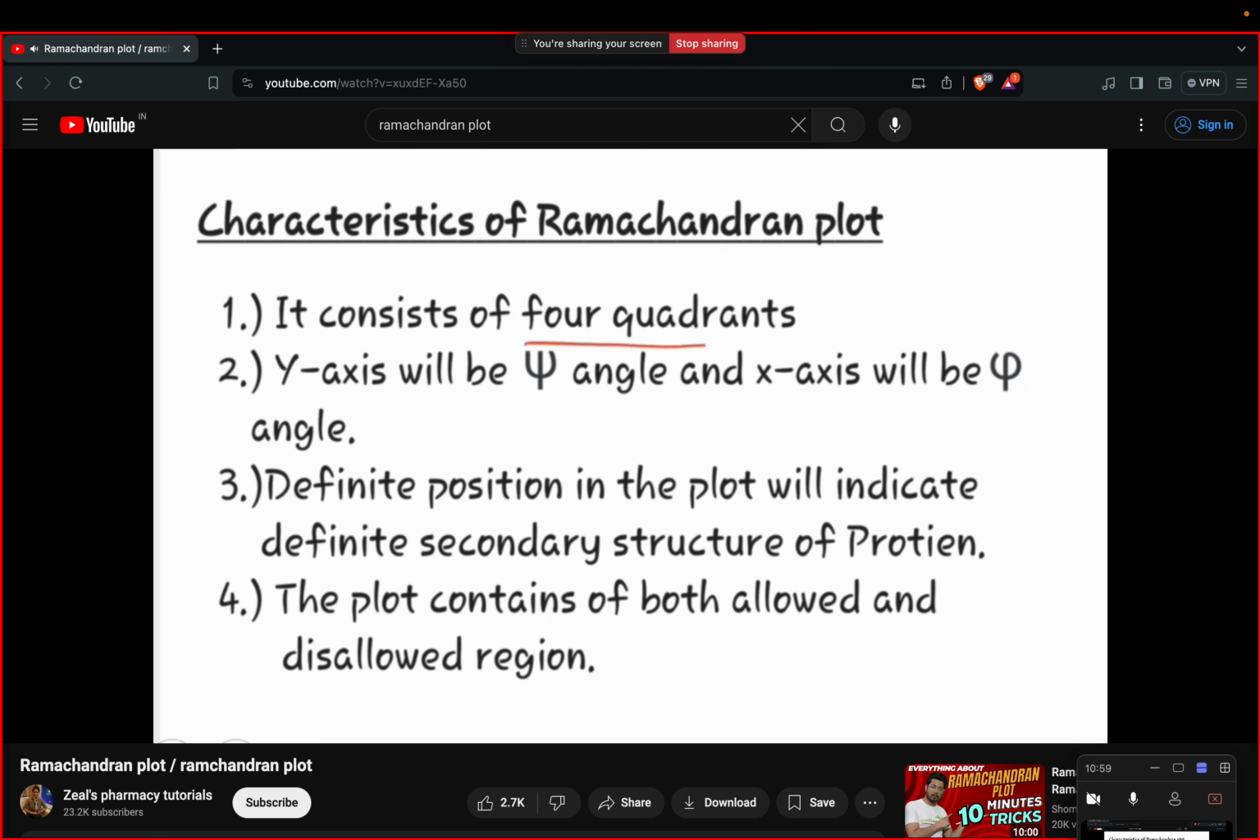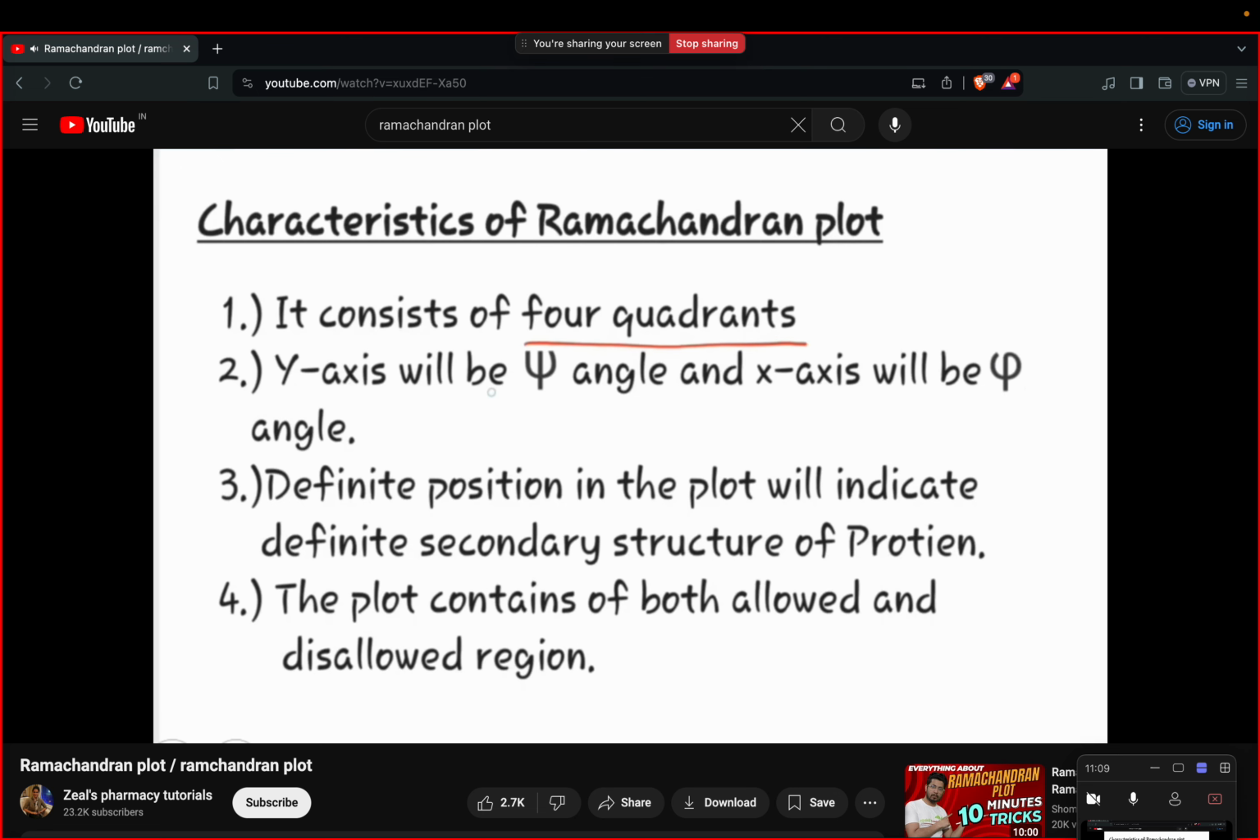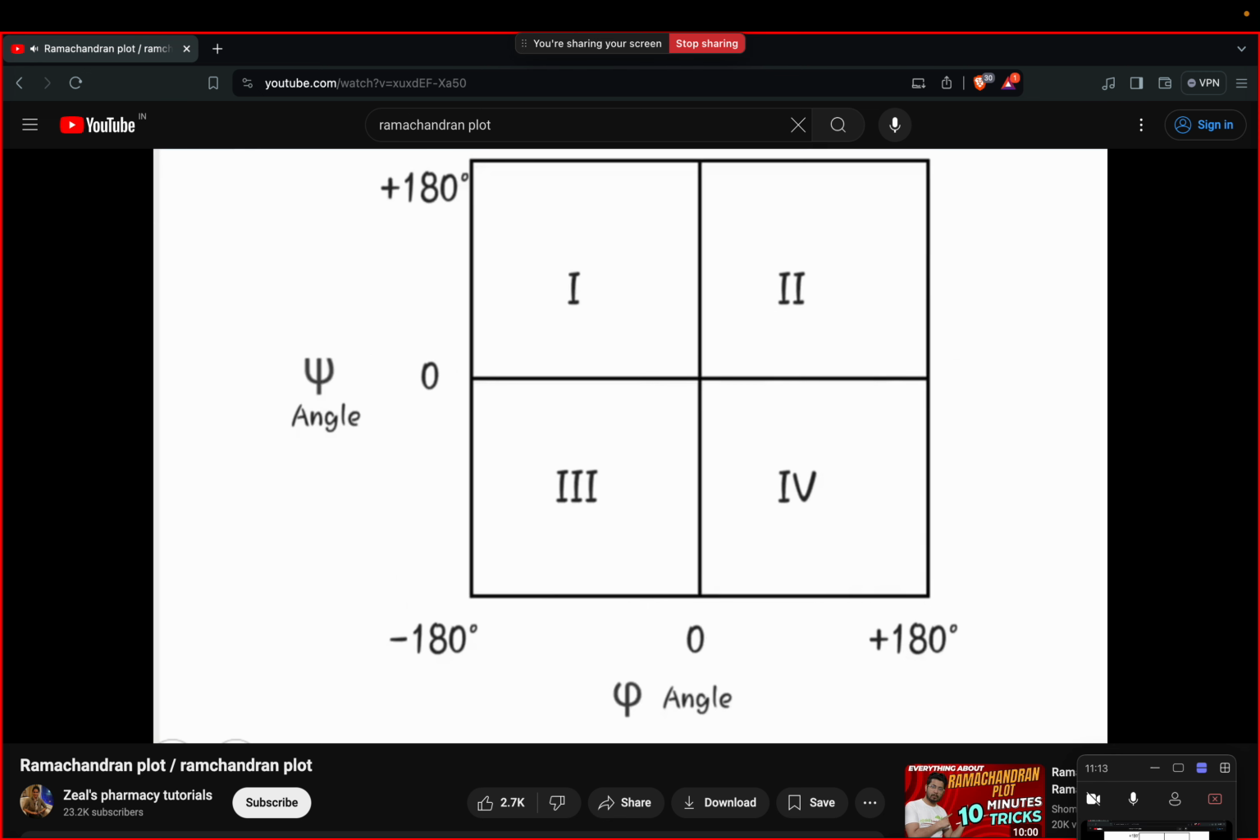First, it contains 4 quadrants. The Ramachandran plot is divided into 4 quadrants: first quadrant, second quadrant, third quadrant and fourth quadrant. Second, the y-axis is the psi angle and the x-axis is the phi angle. So in the Ramachandran plot, this is the psi angle on the y-axis and the phi angle on the x-axis. The angles range from plus 180 degrees to minus 180 degrees on both axes.